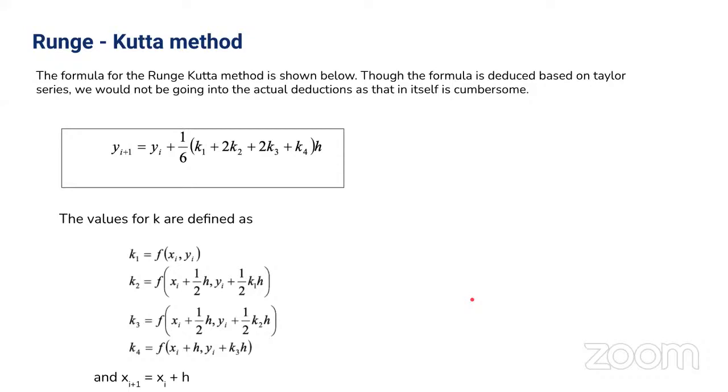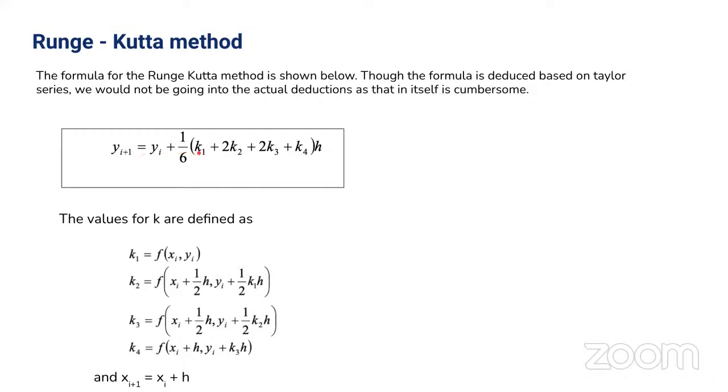Now, for the sake of this presentation, I would not be talking through the derivation of the Runge-Kutta method because the derivation itself was quite complex to prove, and it was going to take a very large chunk of the presentation. But the equation for the Runge-Kutta method is based off the Taylor series and is represented as: y of i plus 1 is y of i plus 1/6 of (k1 plus 2k2 plus 2k3 plus k4) multiplied by the step size.